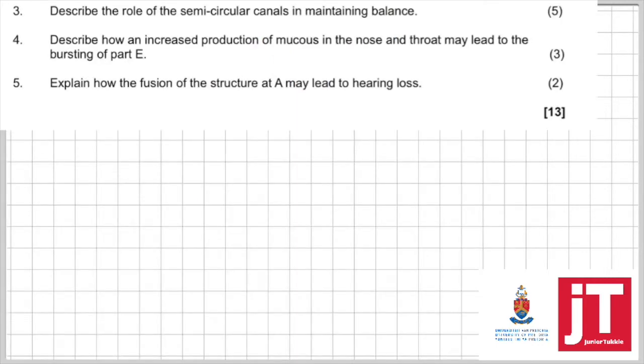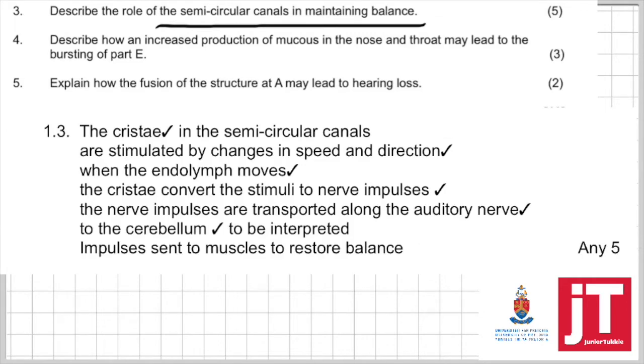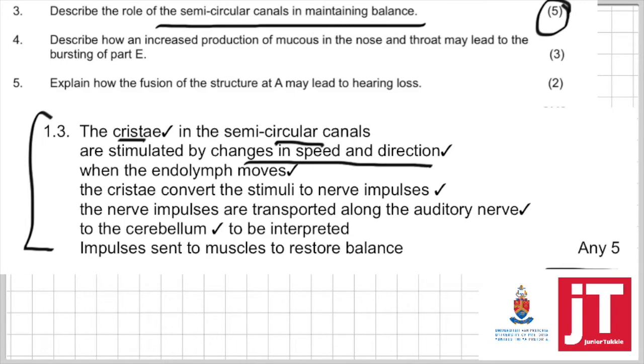Question 3, describe the role of the semicircular canals in maintaining balance. This is a very important question and it comes out for 5 marks, and as you can see I have included the memo, and here you will get a mark for saying it is the cristae in the semicircular canals that are stimulated by changes in speed and direction. And so when the endolymph moves, the cristae will convert the stimuli into nerve impulses. The nerve impulses are transported along the auditory nerve to the cerebellum to be interpreted, and then from there impulses will be sent to the muscles to restore balance.